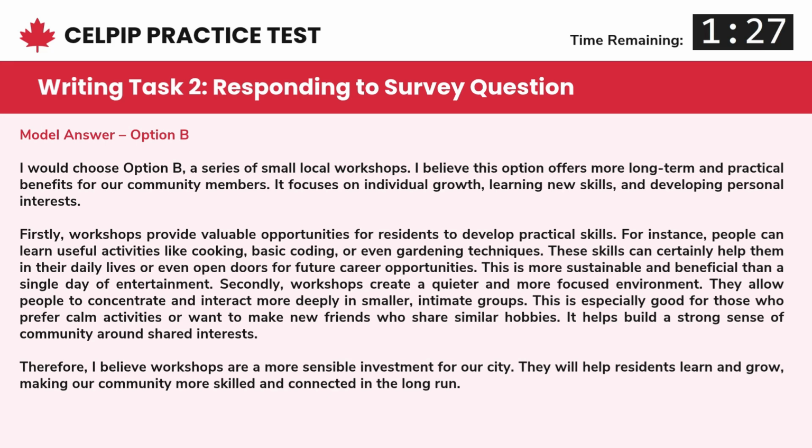This CELPIP Writing Task 2 example demonstrates how to write a clear and well-supported response. You can pause the video now to read the full answer if you need more time. The answer begins by clearly stating its preference for option B, a series of small local workshops.